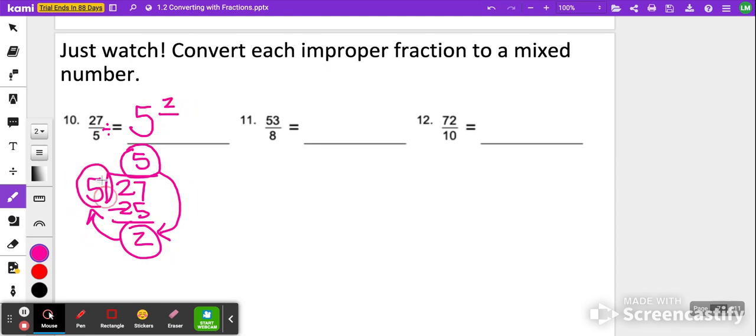And 5 is my last one. That is my denominator. So 5 2/5 is my mixed number.